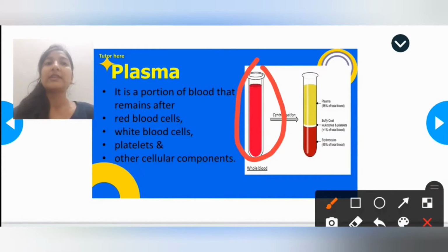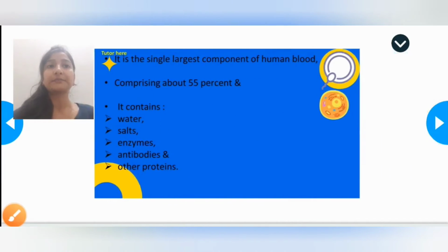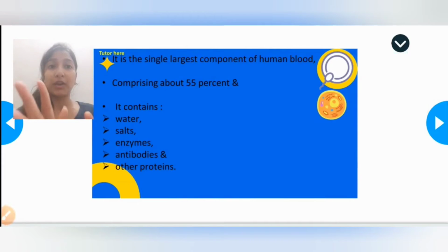So we centrifuge the blood and what we get is a yellow part, a white part and a red part. The yellow part is plasma, the white part is white blood cells and the red part is red blood cells. So plasma is the portion of blood that remains after red blood cells, white blood cells, platelets and other cellular components. It is the single largest component of human blood, comprising about 55% of the blood. So what does it contain? It contains water, salts, enzymes, antibodies and proteins.